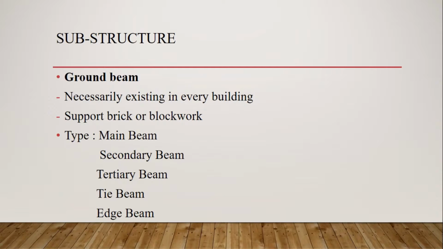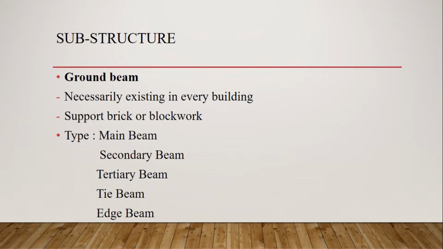Main beam, or we call it primary beam, is the beam that stretches from corner to corner. Secondary beam is one type of beam that stretches over the main beam. Tertiary beam is the beam across between the column and the main beam, and its function is to distribute the load from the beam to the column.